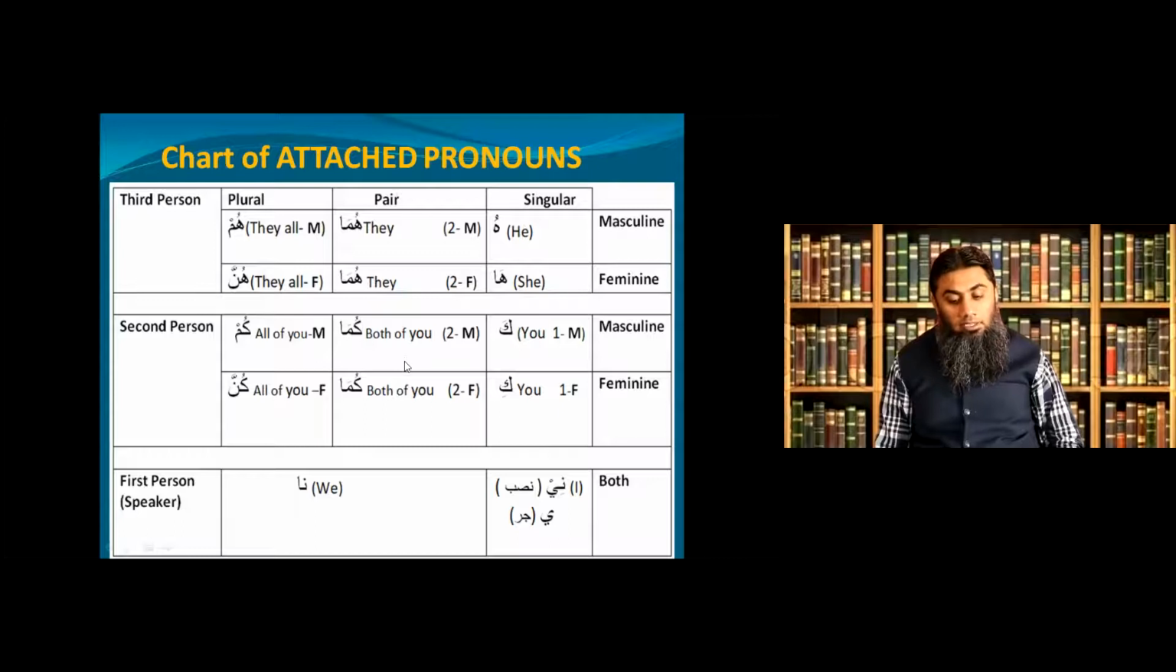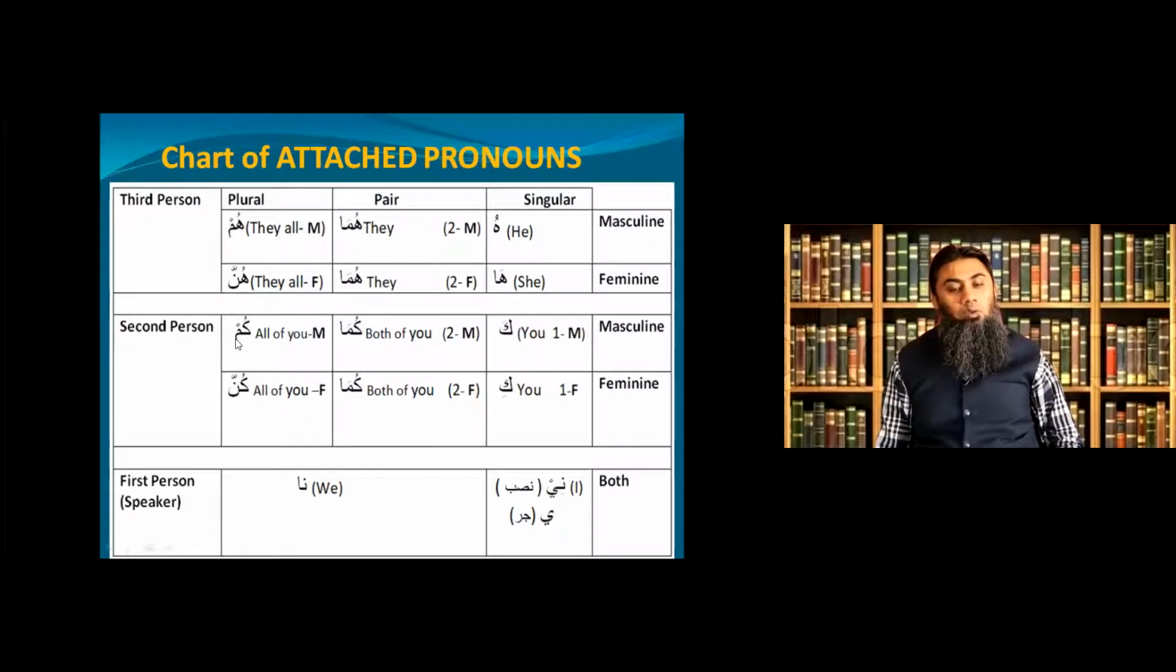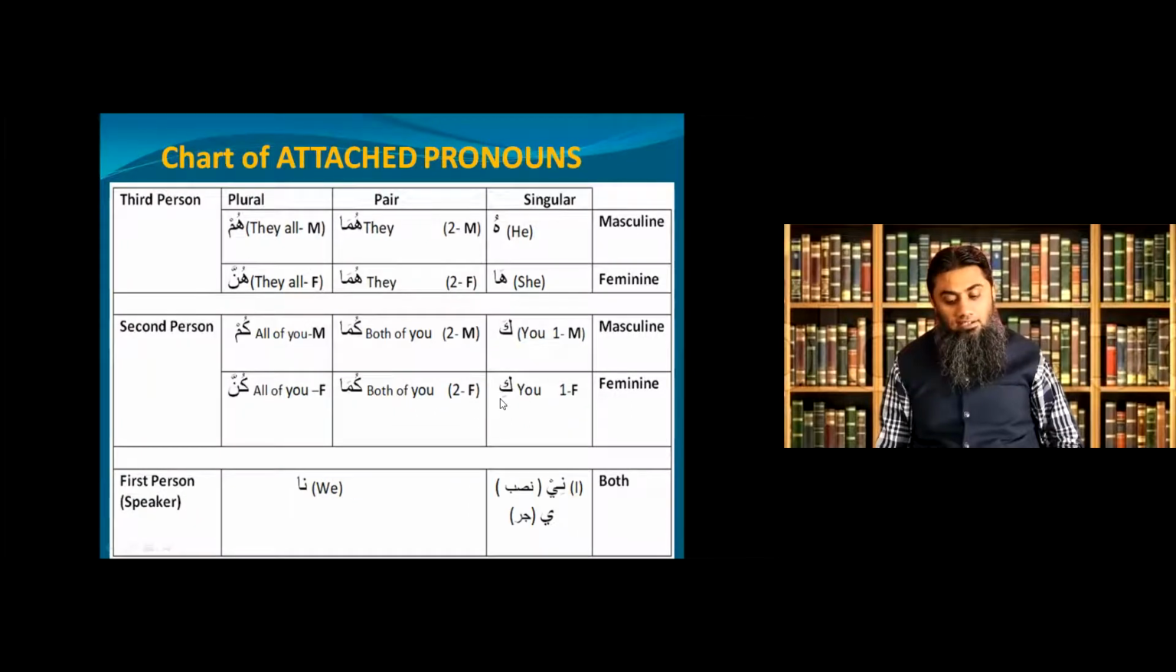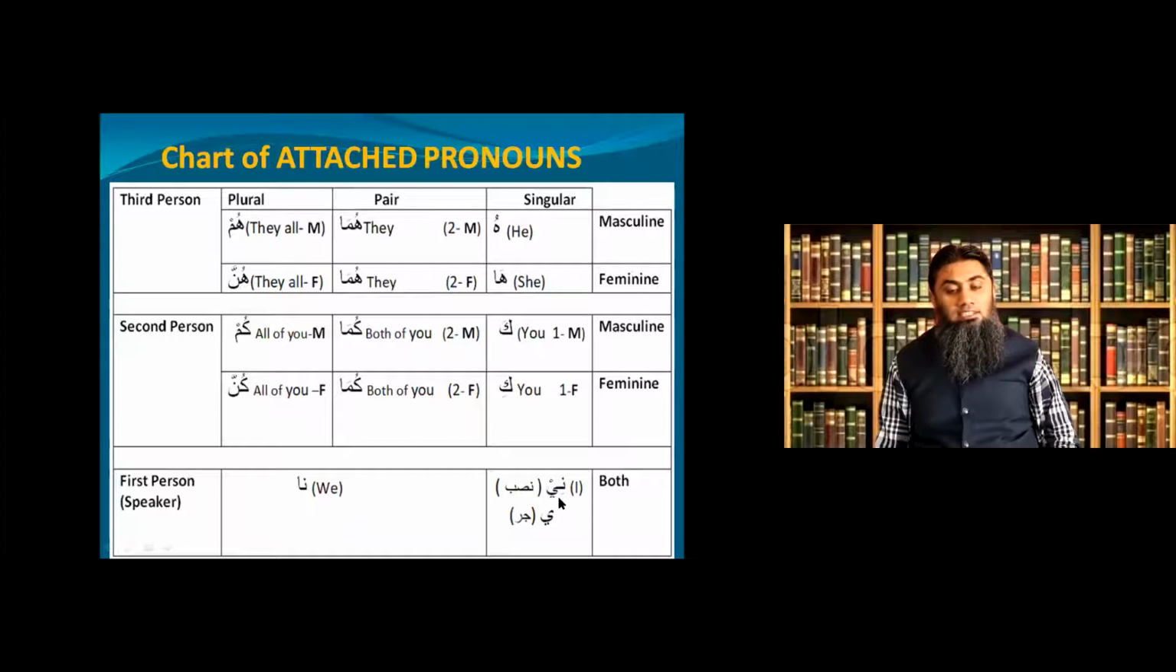Clear? Now the middle part, the second person part. This was our independent anta, antuma, antum, anti, antuma, antunna. Now look at the attached version of this middle part. Ka, kuma, kum. Ki, kuma, kunna. Clear? So this was the middle version of independent, and this is the middle version of attached. Last one, this was our independent, which we looked at before: ana and nahnu. Now look at the attached version of ana and nahnu. Ana becomes ni or ya, and nahnu becomes na.